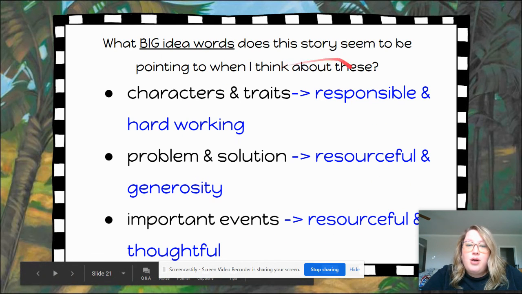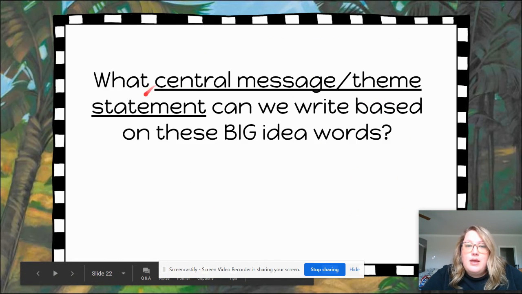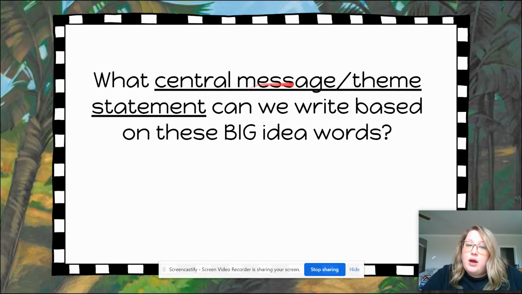So using all these big ideas, we are now going to think of what would be a good central message or theme for Beatrice's Goat. Okay, you're going to answer that now. Pick which one you think.